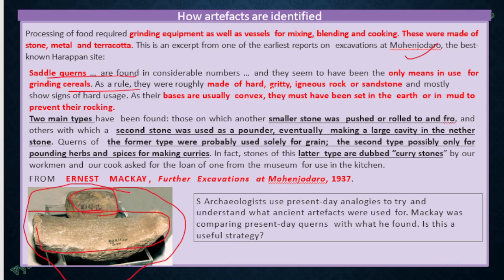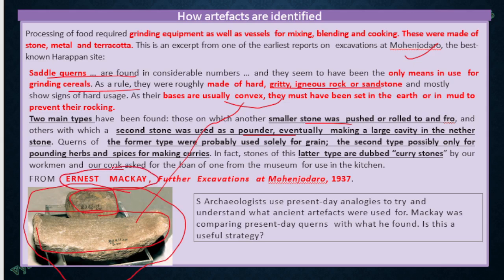They were made of hard, gritty igneous rock or maybe sandstone, and the base stone would be convex, usually U shaped. There are two main types: a smaller stone was pushed or rolled to and fro, and the second stone eventually developed a large cavity. This is basics only, but they have given it in detail in the work of Ernest Mackay.